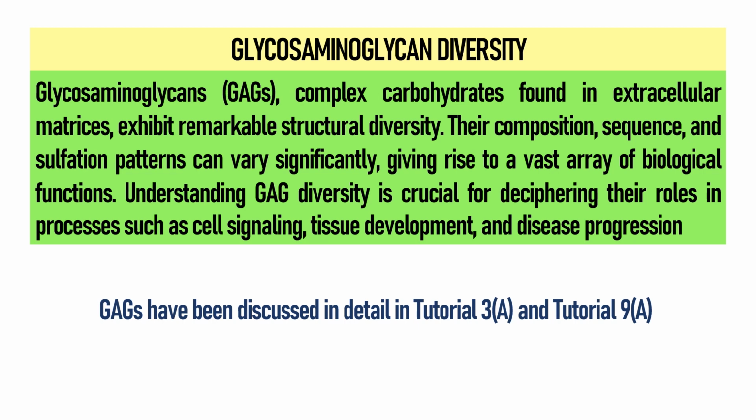Glycosaminoglycans are complex carbohydrates found in extracellular matrices. They exhibit remarkable structural diversity. Their composition, sequence, and sulfation patterns can vary significantly, giving rise to a vast array of biological functions. Understanding GAG diversity is crucial for deciphering their roles in processes such as cell signaling, tissue development, and disease progression. GAGs have been discussed in detail in Tutorial 3A and Tutorial 9A.